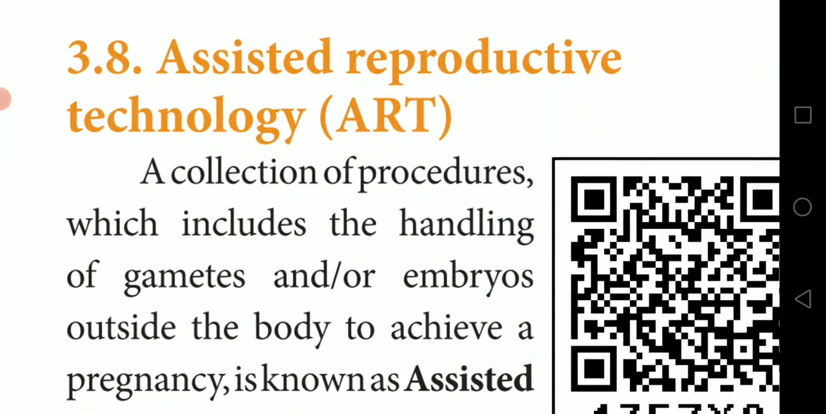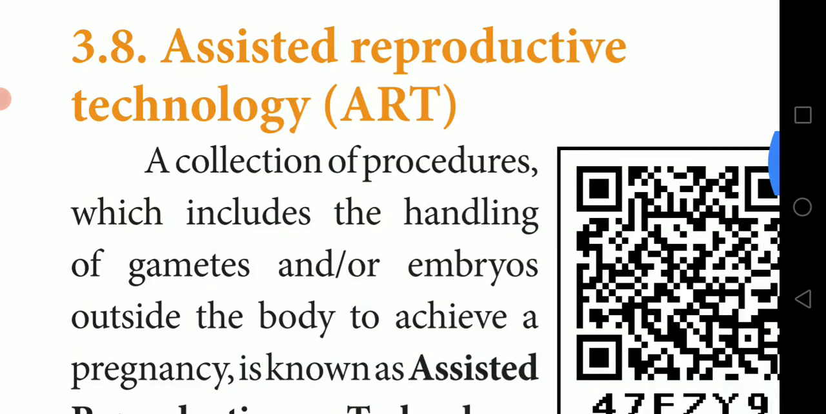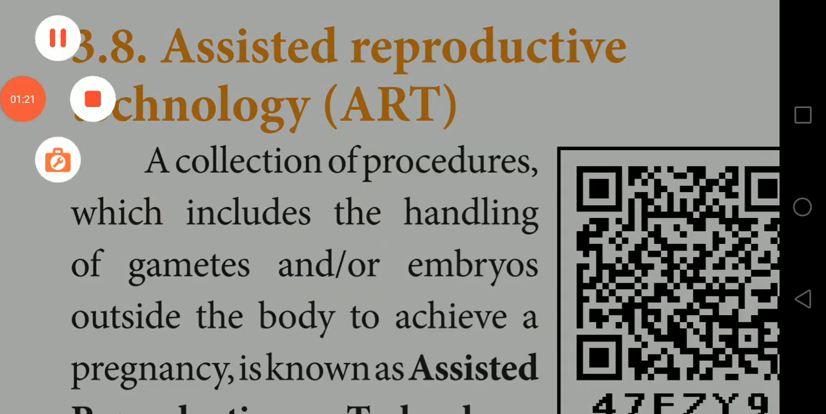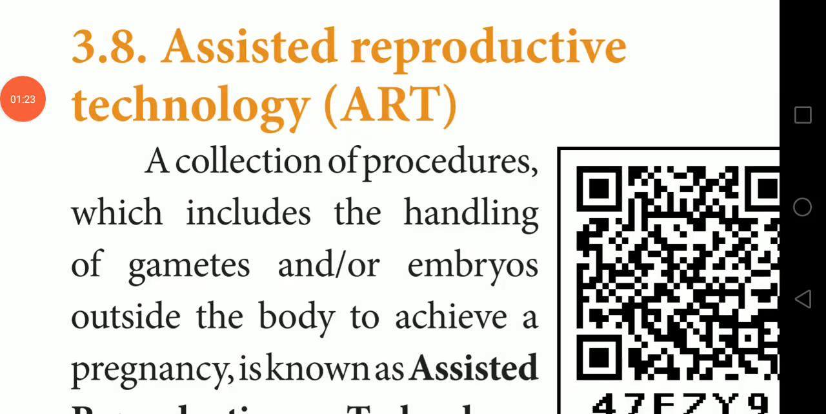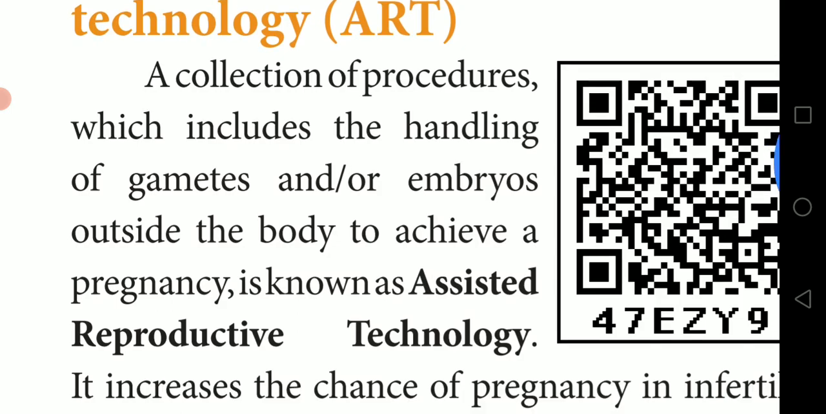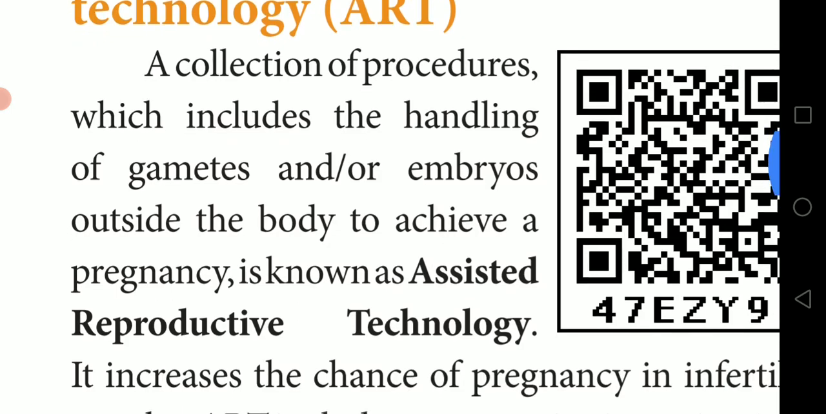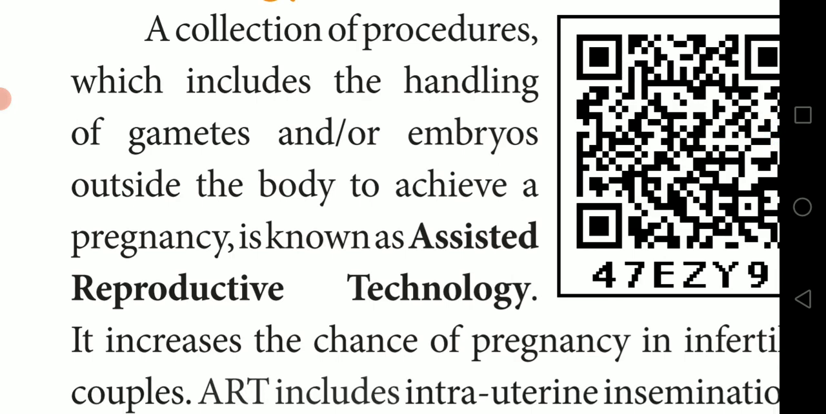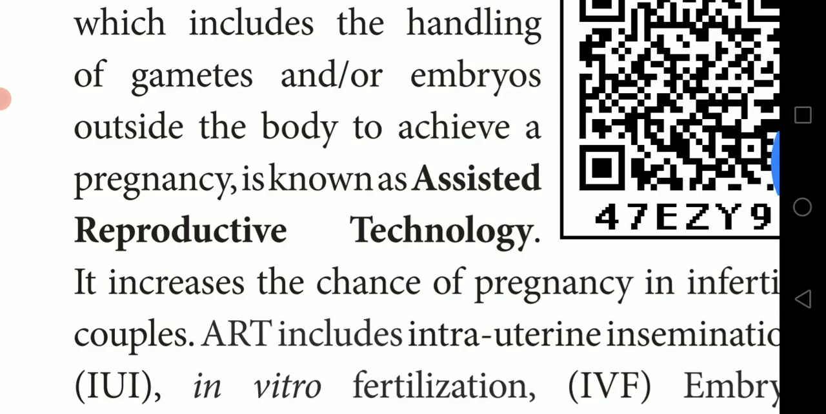ART, assisted reproductive technology, that is what we call ART. What do you mean by assisted reproductive technology? A collection of procedures which includes the handling of gametes and/or embryos outside the body to achieve a pregnancy is known as assisted reproductive technology.